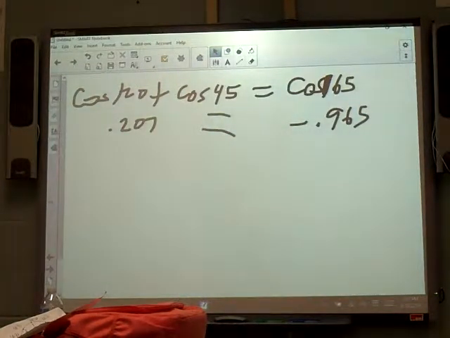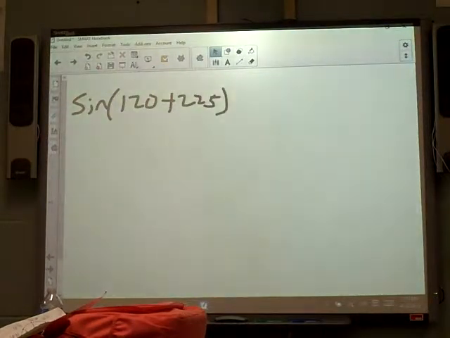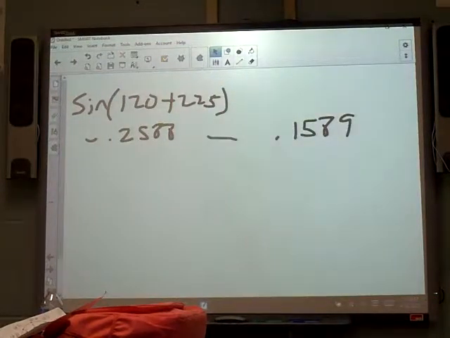All right, number 11. Just type it in like it says on the left when you do the sine of 120 plus 225. I wrote down negative 0.2588. Is that what y'all got? Yeah. Then on the other side, sine of 120 plus sine 225, I wrote 0.1589. Is that about what y'all got? Those are equal, true or false? False.